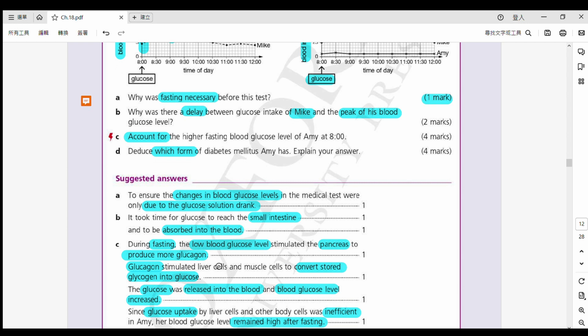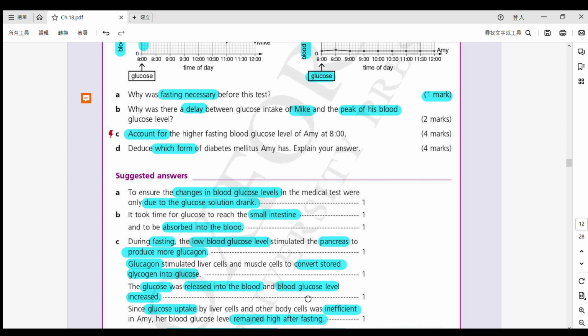release glucagon. So what is the effect of glucagon? What does glucagon do? It will convert the stored glycogen into glucose. After that, the glucose will first be released into your blood, resulting in a higher blood glucose level. Okay?